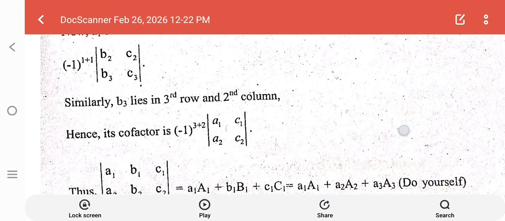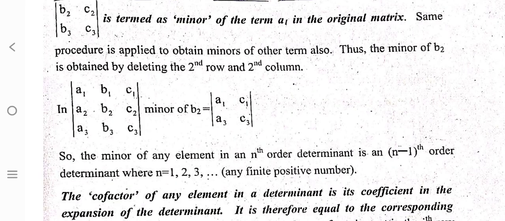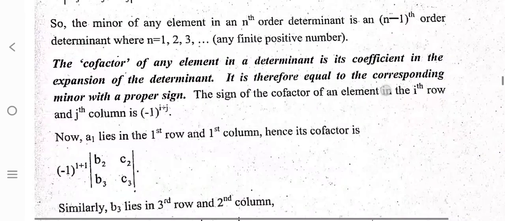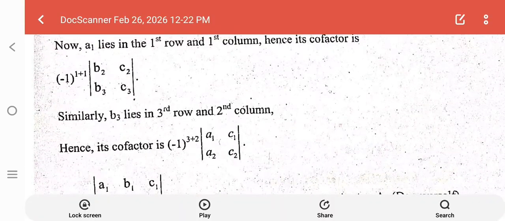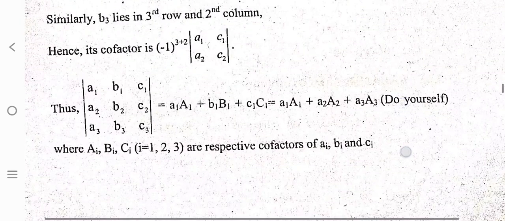And similarly, b3 lies in the third row and the second column. Just removing the third row and the second column, we have a second order determinant which contains just a1, c1 and a2, c2 elements, and this determinant is actually the minor of b3, right? So its cofactor is minus 1 to the power 3 plus 2, third row and second column, multiplied by the minor of b3, which gives us a negative minor value.